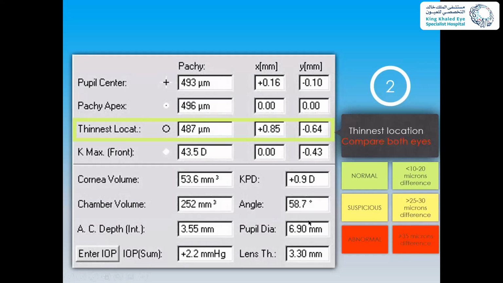So you have to compare between the two eyes, the thinnest pachymetry. The difference should not be more than 10 to 20 microns. Anything more than 25 to 30 is suspicious. Anything more than 35, the thinnest cornea in both eyes is taken as abnormal.